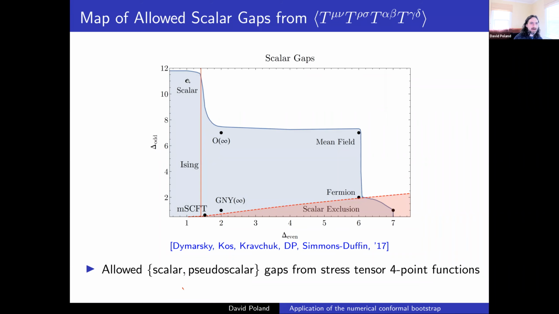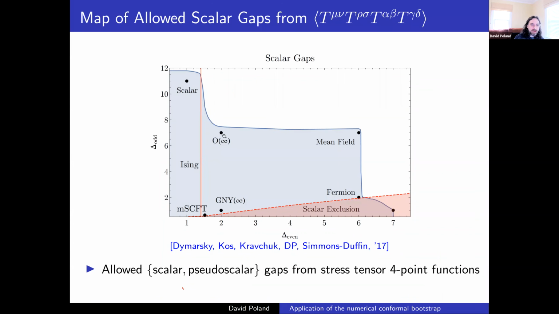Way up here, at the top of the point labeled scalar, is the free scalar theory. It's interesting that if you want to build a parity odd operator out of a single free scalar, it takes a lot of work. You have to use a lot of derivatives. You have to use an epsilon tensor, and it's way up here at scaling dimension 11. And somehow the bootstrap knows about that.